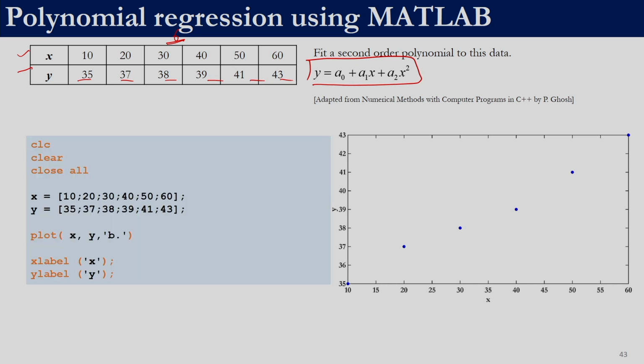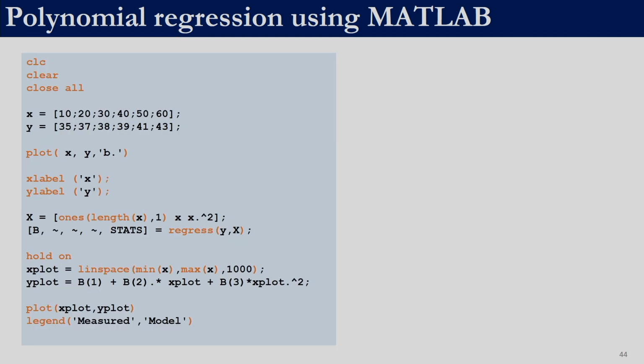The first task is to define whatever is required. Again, clearing the command window, clearing the workspace, closing all the actively open plots, and defining the x vector and the y vector. Since we want only the points, and do not want them connected by a piecewise linear function, we give plot x comma y within single quotes, b dot. It will put a blue dot wherever the points are, and then we add the x and y labels. Now we have the data points on a plot.